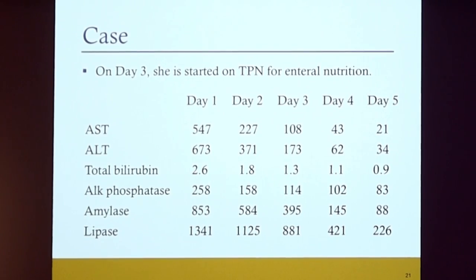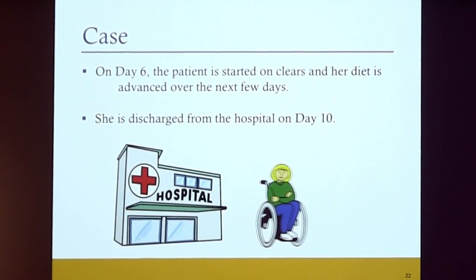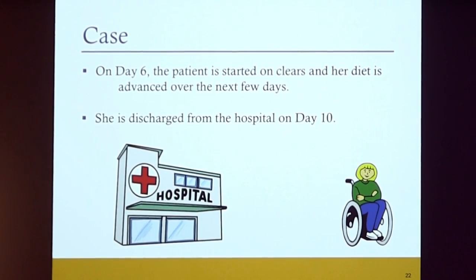Okay, so then this patient continues on. She started on TPN. Again, this is a made-up case for the purposes of today's discussion. And then they wait and they follow the serum amylase and lipase levels. They continue to drop on days 4 and 5. And finally, on day 6, they decide to allow her to start taking clears. Her diet is advanced for the next few days. And finally, on day 10 of the hospitalization, she gets discharged.